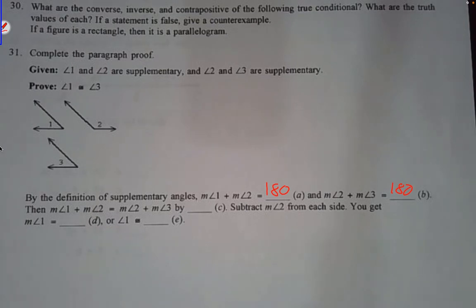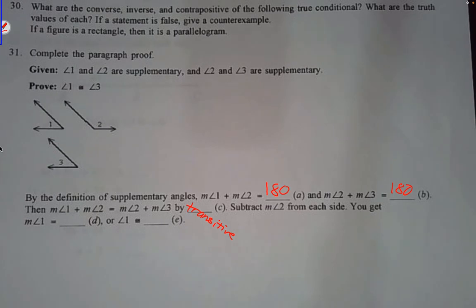But transitive property says if this equals 180 and that equals 180, then those two things can actually be set up equal to each other. So I'll put transitive. Transitive property. Again, you could have put substitution. I actually probably would have put substitution.